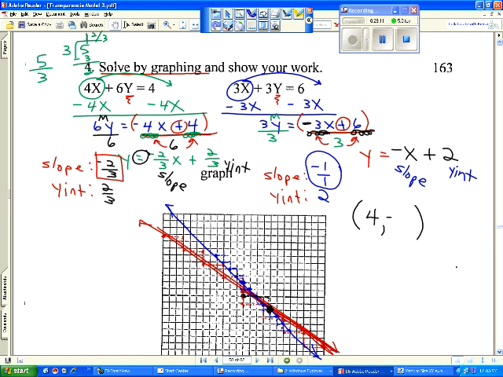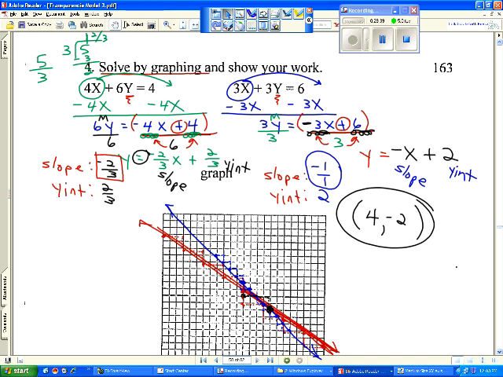I would suggest on the test that if your point of intersection is not anywhere in that vicinity, that you might look at how you changed them to slope-intercept form. You may have messed up. If you're somewhere close to that vicinity, then we're going to call it good, realizing that graphing is not the most accurate method of solving a system. Substitution, obviously, was more accurate. Any questions on number 4?